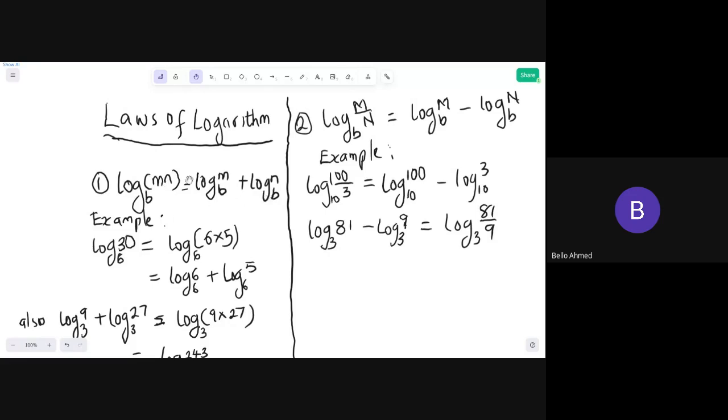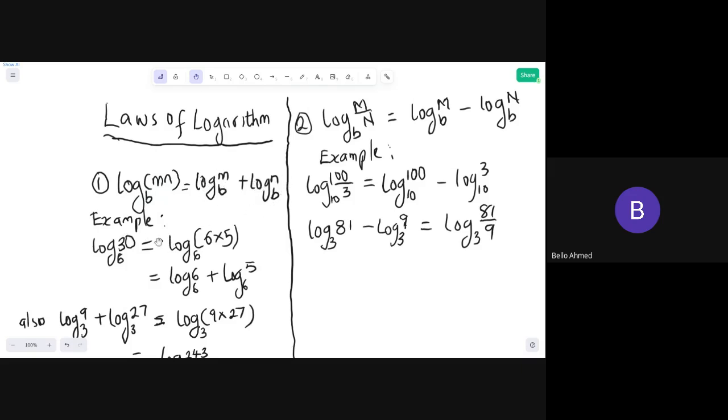Now, this mn, you all should know that it is the same thing as m times n. M times n is going to give us mn. So when you have logarithm of m times n, or simply say logarithm of mn to base b, then you can split them separately and add them together. So logarithm of mn base b is equal to logarithm of m base b plus logarithm of n base b.